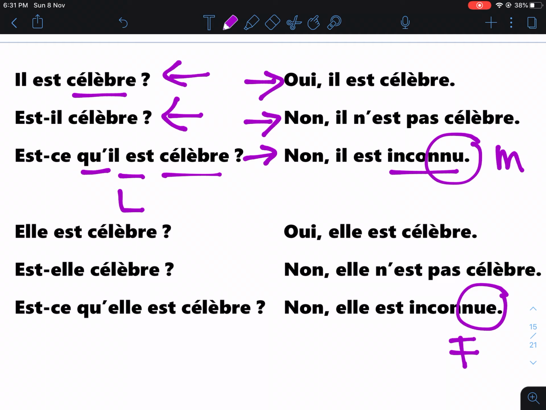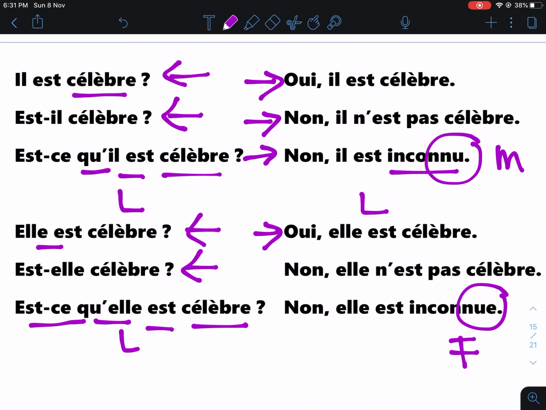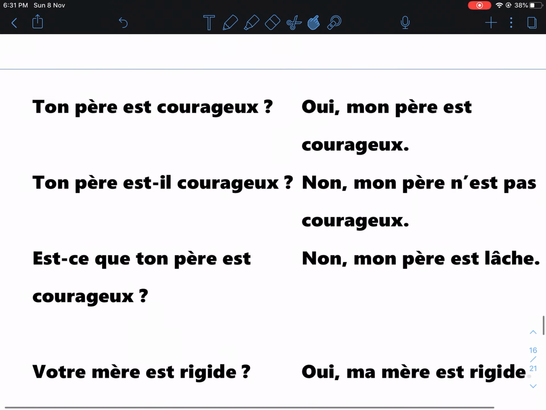Well, let's look at she. Elle est célèbre. Est-elle célèbre? Est-ce qu'elle est célèbre? So, is she famous? Oui, elle est célèbre. Non, elle n'est pas célèbre. Okay, stress at the B and the R. Non, elle est inconnue. Okay, unknown, not famous. Let's move to the next one.